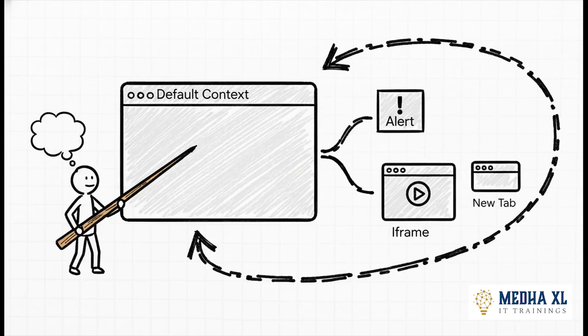So really, the crucial point is this. By default, your script only sees the main top-level web page. That's its entire world. So anytime something new pops up or is embedded or opens in a new tab, you, the programmer, have to explicitly command your script to shift its focus. You have to tell it exactly where to look.